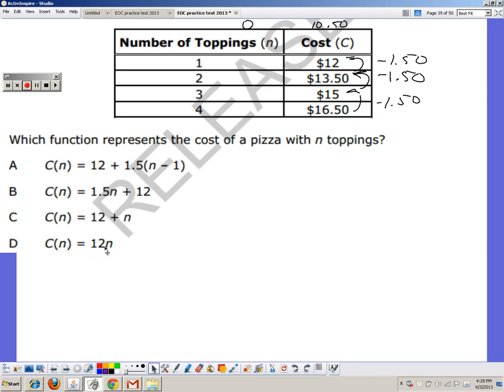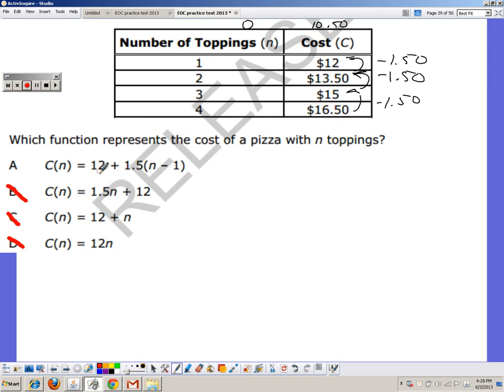Since n stands for number of toppings, the price of the pizza is not $12 per topping, which is what D says. C says it's $12 plus the number of toppings. Again, if you get 1 topping, 12 plus 1 is 13, not 12. B says it's $1.50 per topping plus $12, which will be fine except our 0 topping pizza only costs us $10.50. So obviously we don't start with $12 as the base price.